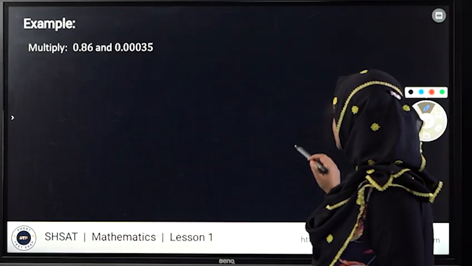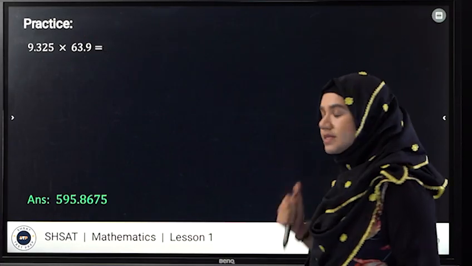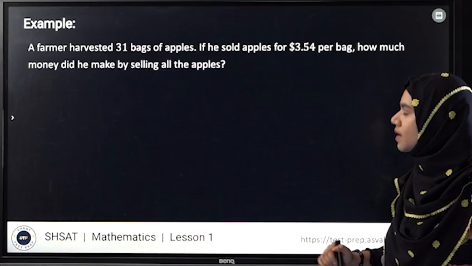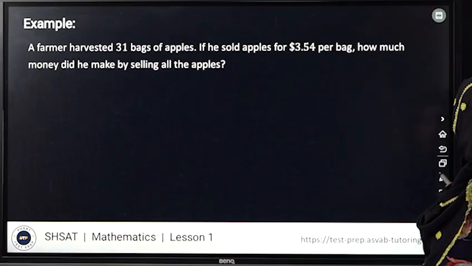Let's now move on to the next question. We have a practice sum here. Like I said before, do this on your own and match the answer. Okay. We have another word problem here.